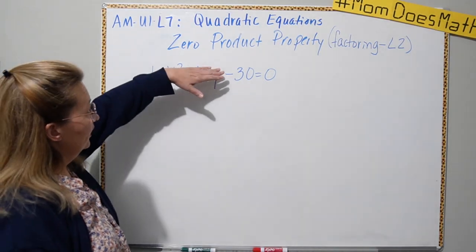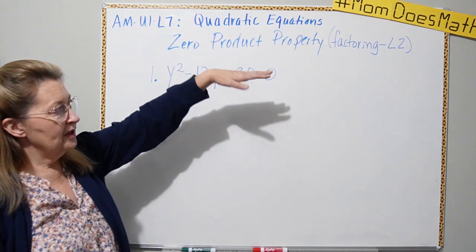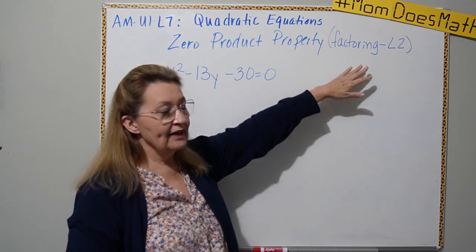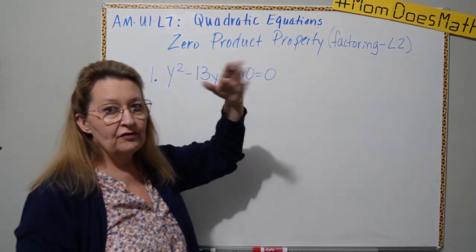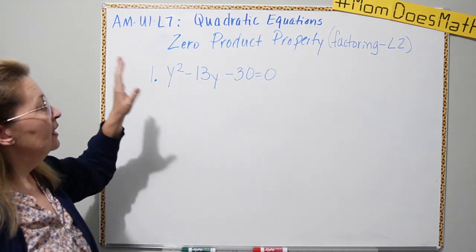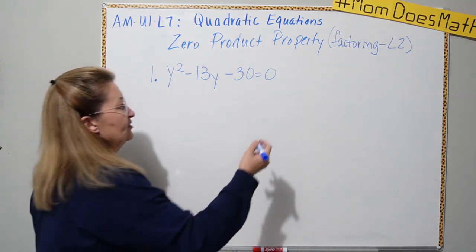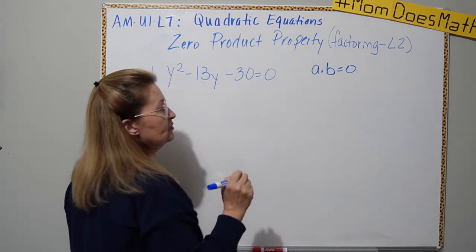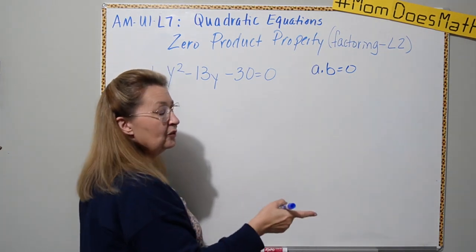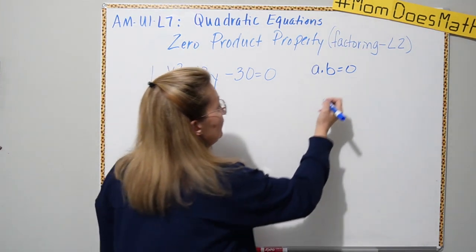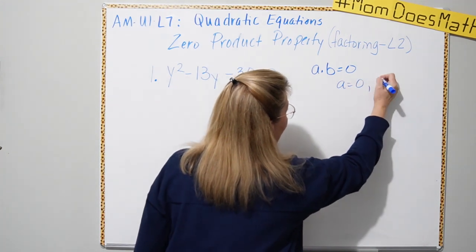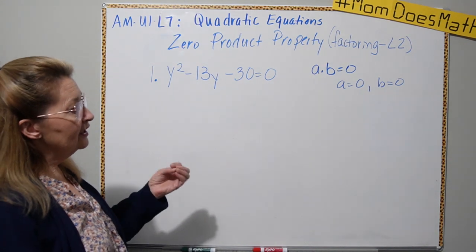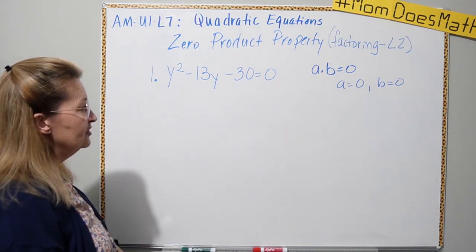So the first method we're going to look at is using the zero product property, and that's where you factor. Now, we learned all about factoring, or we reviewed factoring in lesson 2 of this unit, so if you need to flip back through that, go ahead. The zero product property is based on the fact that if you have 2 things multiplied together and your product is 0, then one of those things has to be equal to 0, if not both. They both could be, but at least one of them has to be equal to 0.